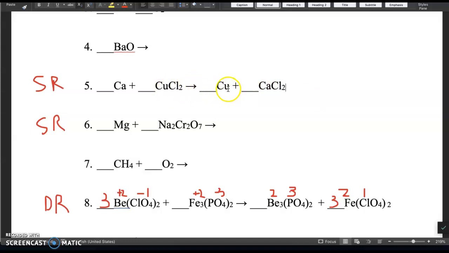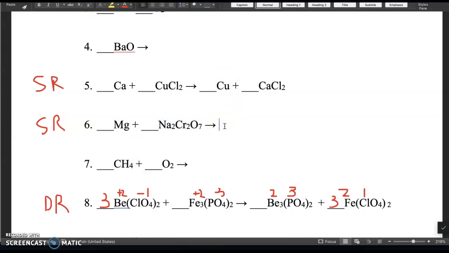Now, a common mistake is, okay, when do I put a 2 on this thing that's by itself? So would Cu get a 2 here? And the answer is no, because there's the sneaky 7. There's only 7 elements that get a 2 when they're by themselves. Okay, so I'm going to do the same thing here.